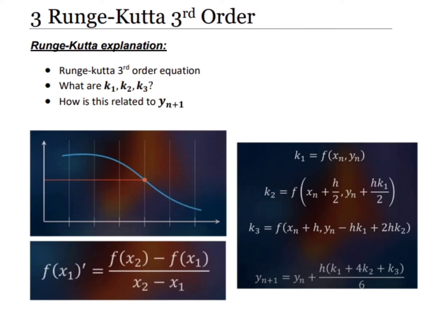If we dive more into it, you can find that k1 is equal to f of x node and y node, where f is basically y dash, the slope of the function at the starting point. K2 is f of (x plus h over 2, yn plus h k1 over 2), which is the slope of the midpoint between the initial and final points. And k3 is the slope of the curve at the final point.